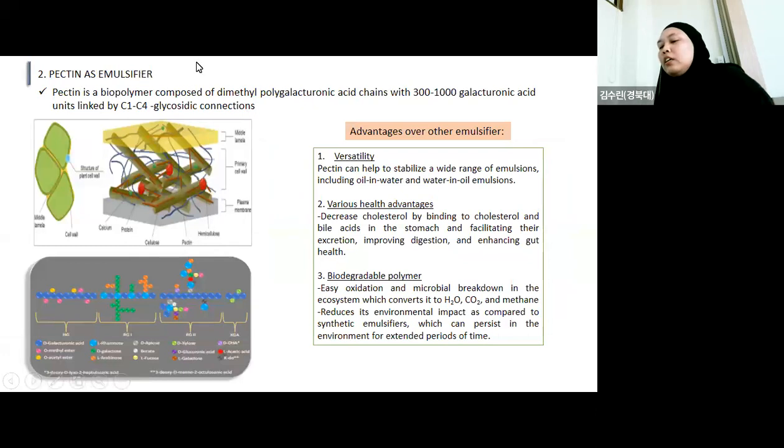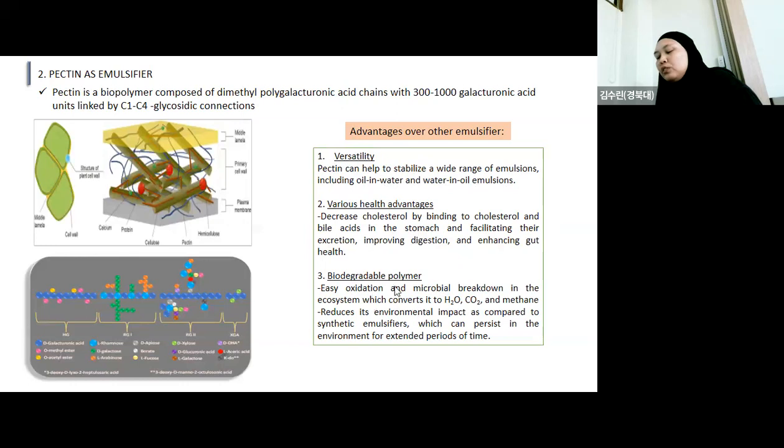And then here goes the introduction to pectin as emulsifier. Pectin is defined as a biopolymer composed of dimethyl polygalacturonan chains with 300 to 1000 galacturonic acid units linked by C1 to C4 glycosidic connections. So what are the advantages of pectin over other emulsifiers? First, pectin has diverse versatility. Pectin can help to stabilize a wide range of emulsions, including oil in water and water in oil. The second advantage is that pectin has various health benefits. It can decrease cholesterol by binding to cholesterol and bile acid, and also improve digestion and enhance gut health.